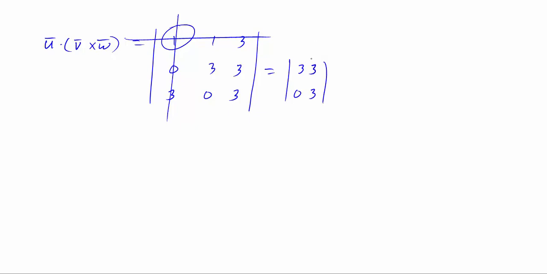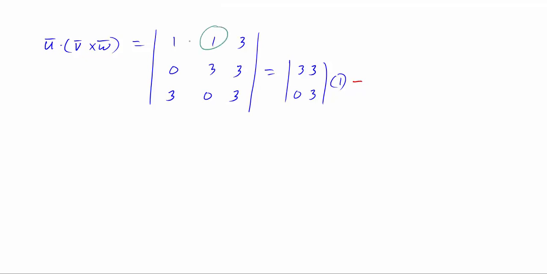And instead of multiplying by i, we're going to multiply by the 1. And then we'll remember it's minus, okay? And then we're going to look at this 1, cross out the row and the column, and we're left with 0 3 3 3. And again, that's going to be multiplied by our number that we have up here, which is the 1.